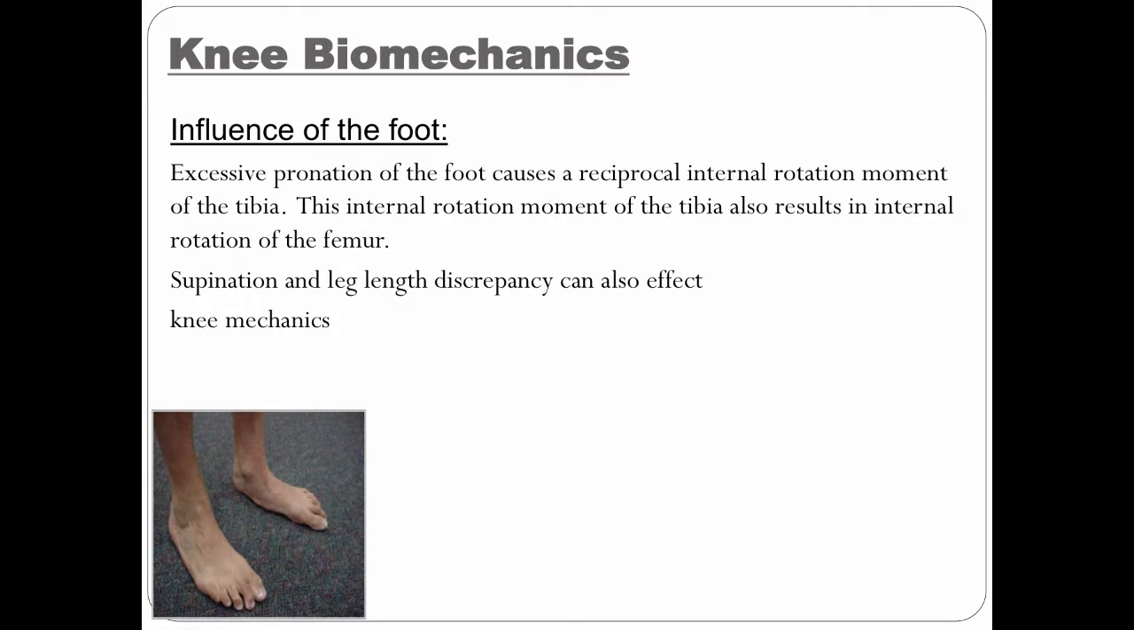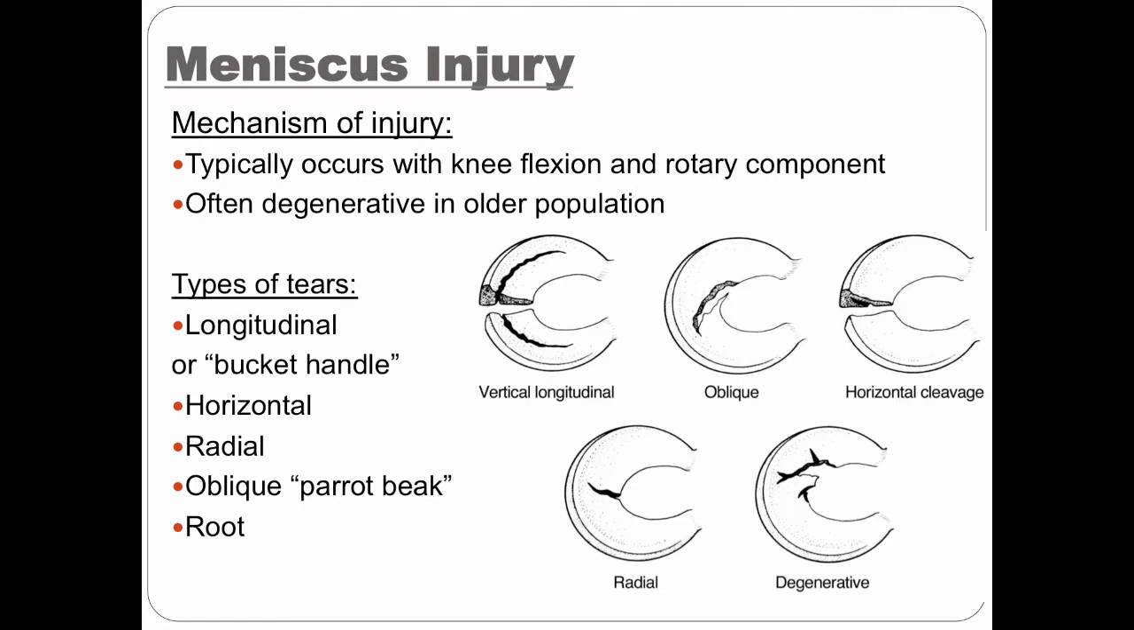And then the influence of the foot. So you see with pronation of the foot, you get internal rotation at the tibia. And so this can also result in internal rotation of the femur as it just continues to follow. Supination can also affect the knee mechanics as well as leg length discrepancy. So let's look at some meniscus injuries.